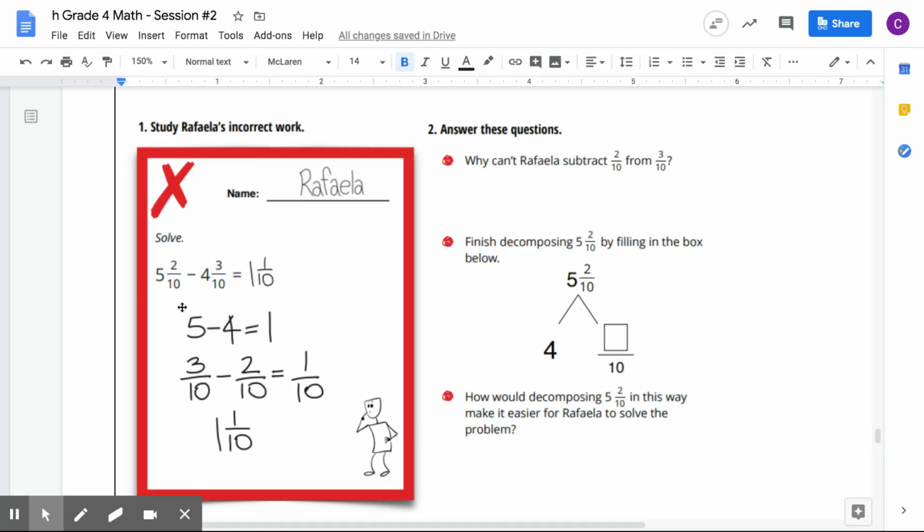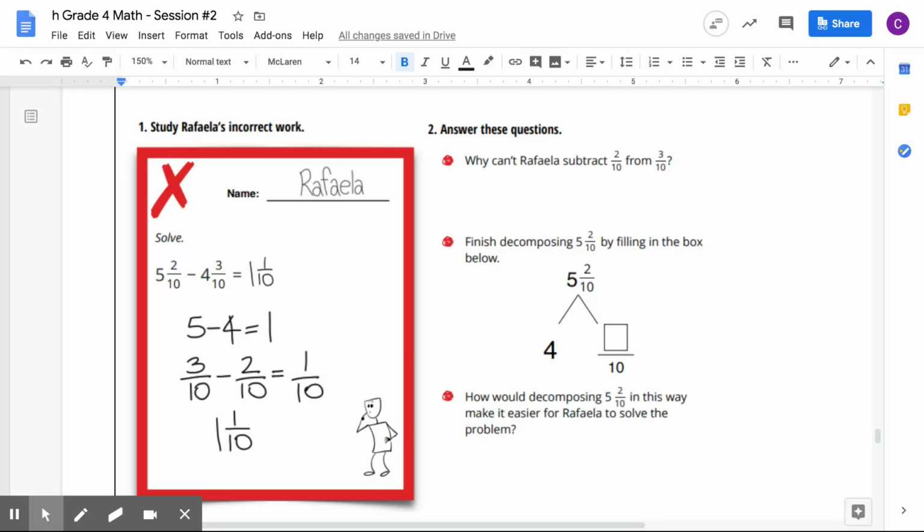It seems like she started by decomposing and subtracting her whole numbers. So 5 minus 4 equals 1. And then she subtracted 3/10 minus 2/10 equals 1/10. And her final answer was 1 and 1/10, which was incorrect. So the first question says, why can't Rafaela subtract 2/10 from 3/10?